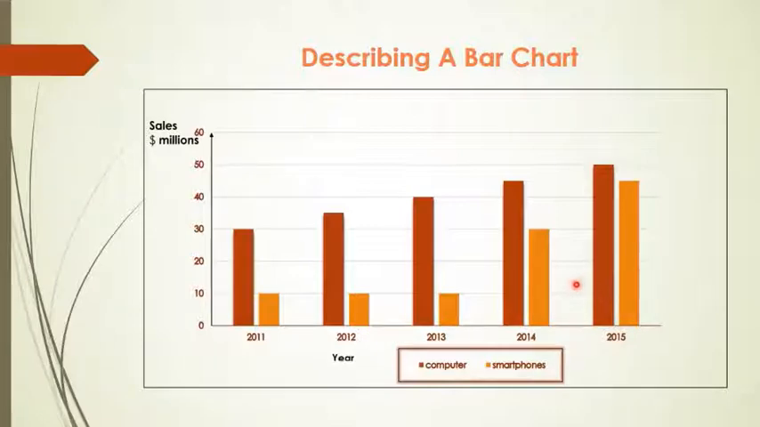So these columns represent computers and smartphones. And also you find the vertical axis. It represents the sales in $1 million, from 10 million to 60 million. And then the horizontal axis, there you have the years from 2011 to 2015. I hope that you have some kind of idea about this kind of graph. So now we are going to write a description. Maybe it sounds a bit tough, but don't worry, I'll make it easier for you.